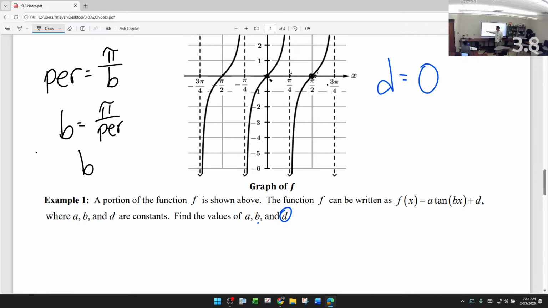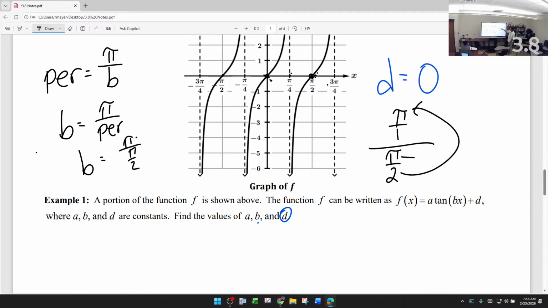So if I do B is equal to pi over 2, and I do my flipping and my multiplying, I'm going to get 2 pi over pi, and so B is equal to 2. Whatever you've got to do: the 2 goes up here, the pi goes down here, the pi's cancel. So 2.